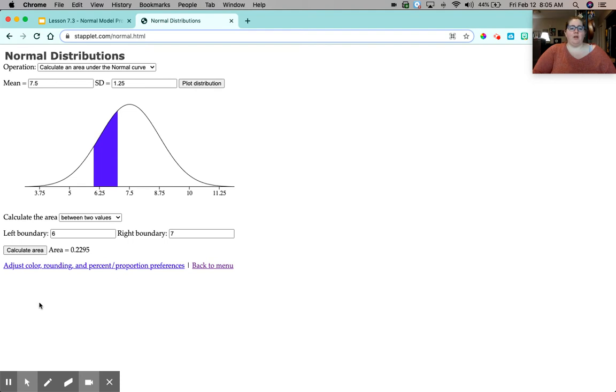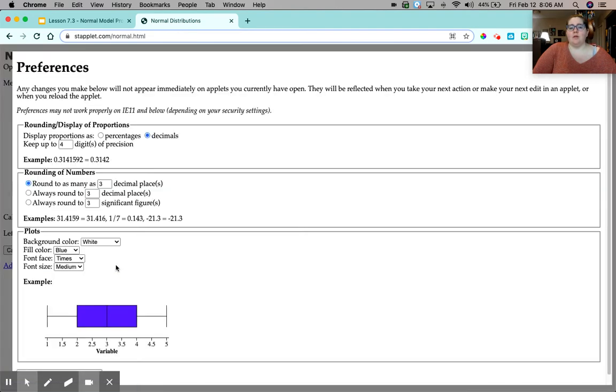One thing I did want to mention, I'm not actually sure if my calculator is doing this by default, but one thing that I figured out, and this worked with binomial too, there's this link down here that says adjust color, rounding, and percent proportion preferences. So if yours is giving you a percentage and you want it to give you a proportion, you can change that or go back and forth in this top section that says rounding display of proportions. So you can pick whether you want the answers to be given to you as percentages, or as decimals or proportions.